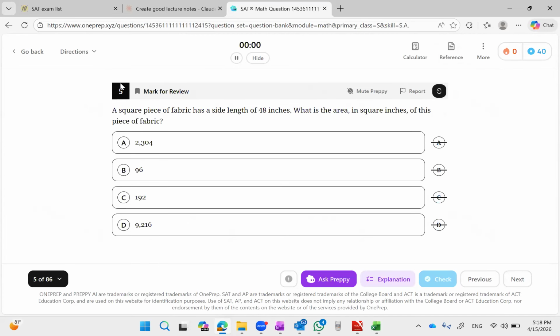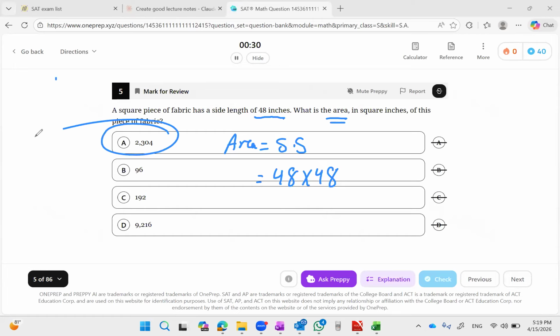Question number 5. A square piece of fabric has a side length of 48. What is the area? Very easy. The area of the square is equal to what? Side by side. It's like length by width, but both of them are the same. So I need to multiply 48 by 48, and 48 by 48 is 2,304. So the right answer is A.